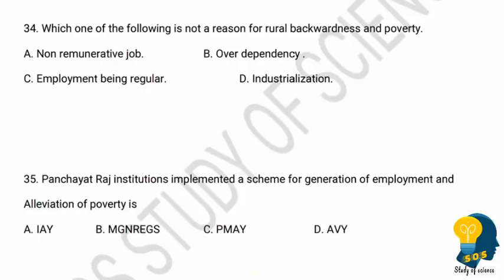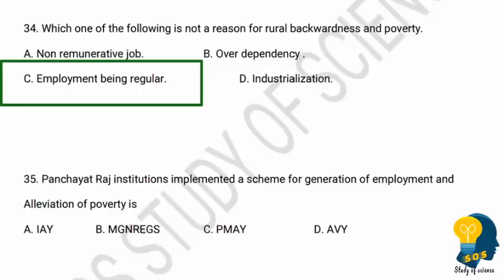Which one of the following is not a reason for rural backwardness and poverty? And the options are A. Non-remunerative job, B. Over-dependency, C. Empowerment being regular, D. Industrialization. The right answer is C. Empowerment being regular.